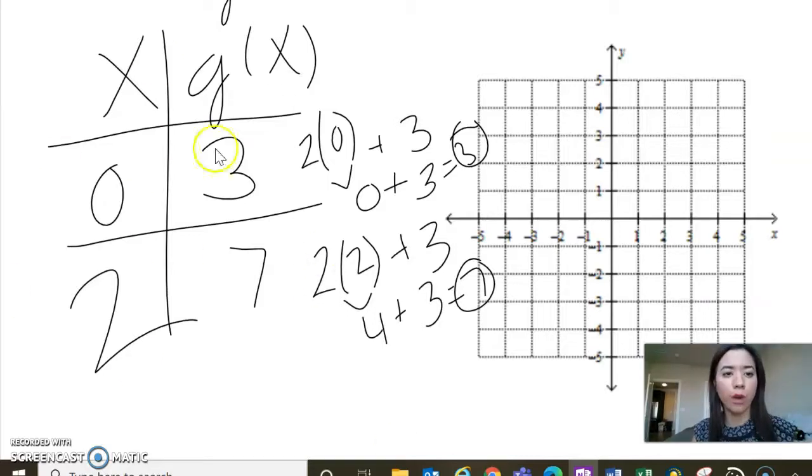And now we can graph these 2 points. 0, 3. 0 is right here, up 3. So we're going to make a point right here. And the next point was 2, 7. 2. Off my graph, sorry. 7, somewhere up here.